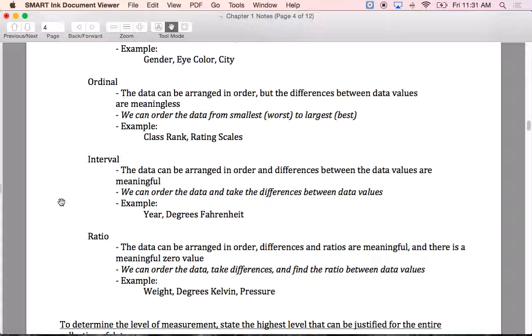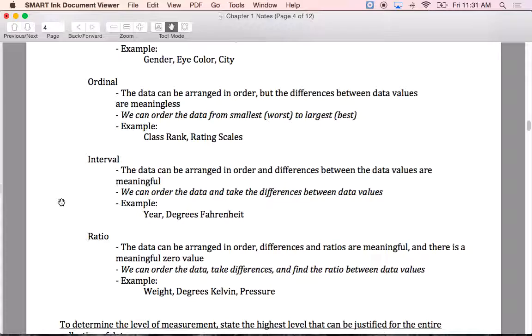Interval. The data can be arranged in order, and differences between the data values are meaningful. So we can order the data and take the differences between them. So like years, degrees Fahrenheit, something we can subtract the two. So if we are looking at the year 2010, we know that is 6 years ago from 2016, because we can do 2016 minus 2010 and get 6.